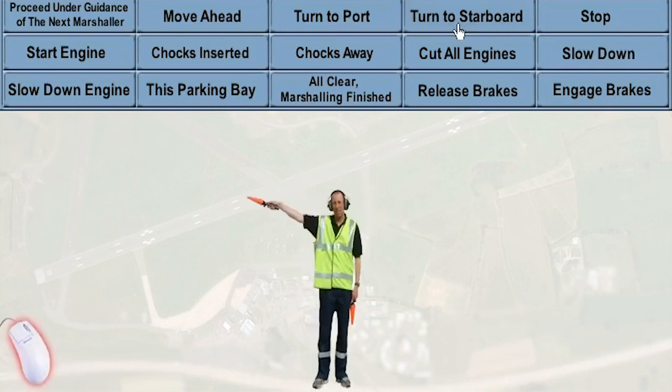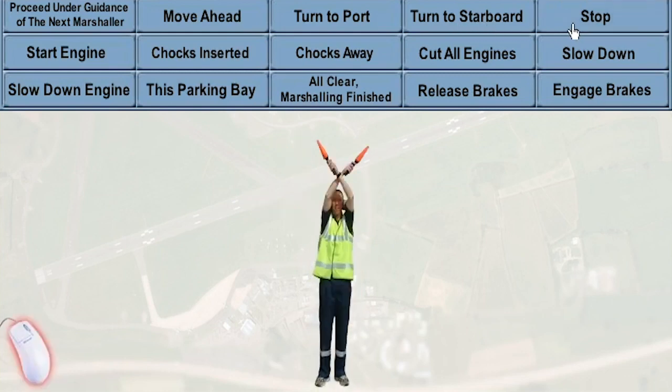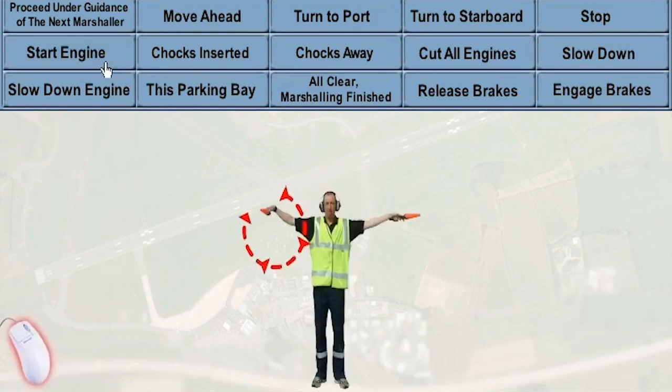Left arm down, right arm repeatedly moved upward and backward. The speed of movement indicates the rate of turn required. Arms repeatedly crossed above the head. The speed of arm movement indicates the urgency of the stop. A circular motion of the right hand at head level, with the left hand pointing at the appropriate engine, or with the left hand held above the head and a number of fingers extended, indicating the engine to be started. Day only.